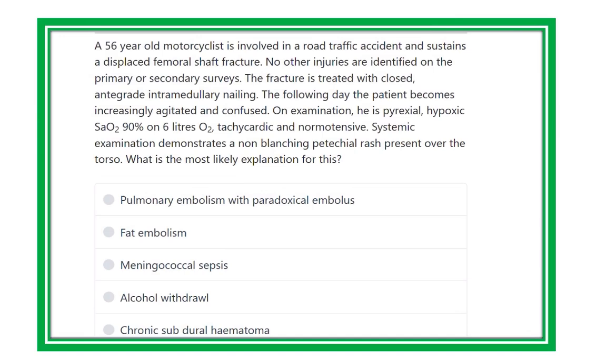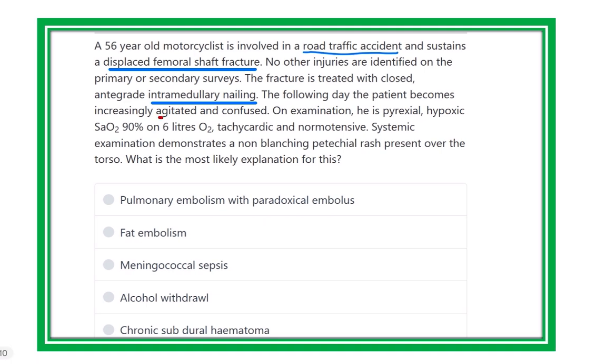A 56-year-old motorcyclist involved in a road traffic accident sustained a displaced femoral shaft fracture. No other injuries are identified on the primary or secondary survey. The fracture is treated with a closed IM nail, that means the intramedullary nail. The following day, the patient became increasingly agitated and confused.